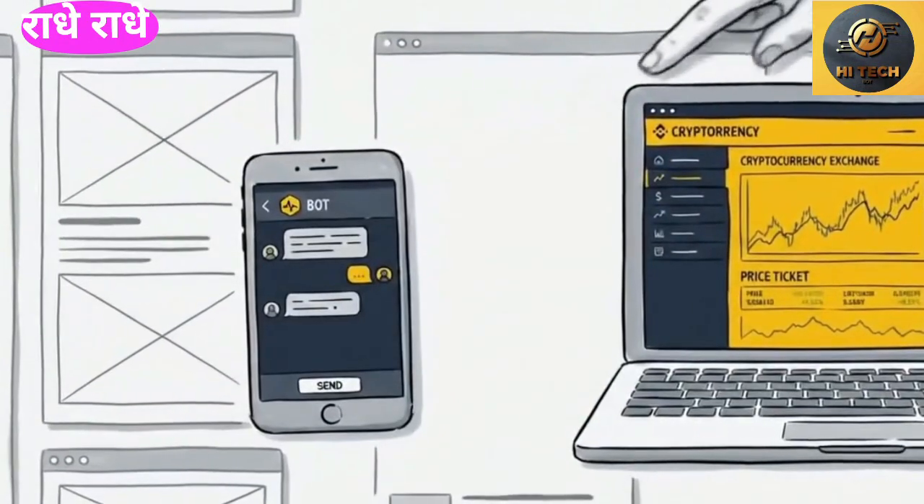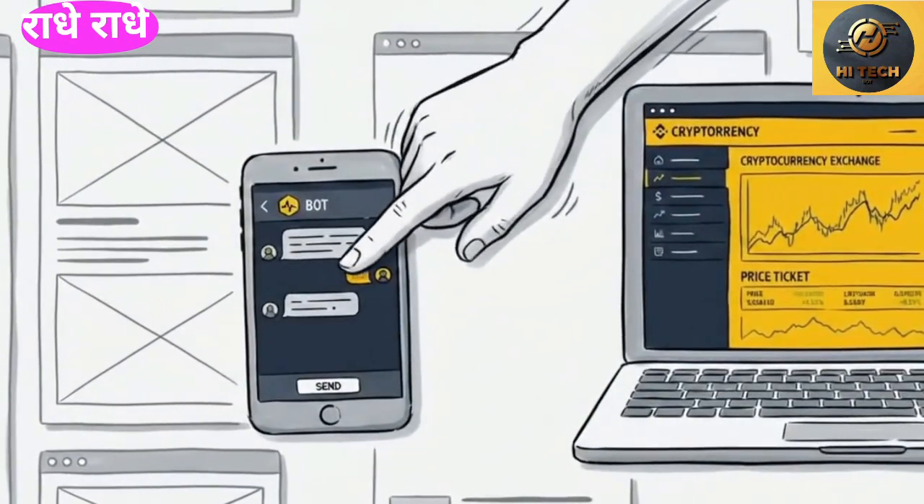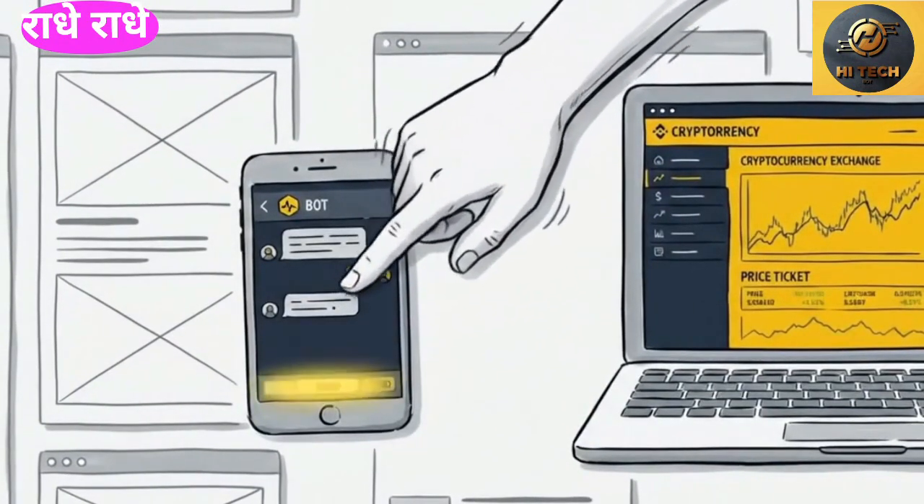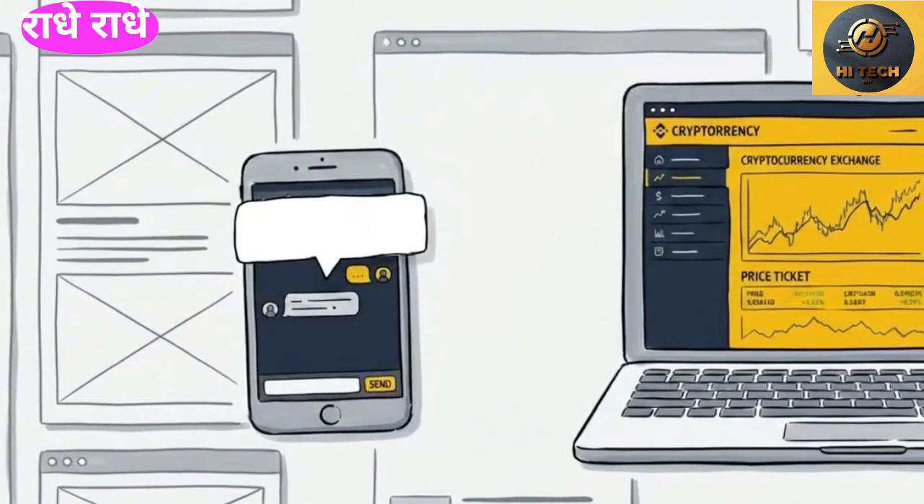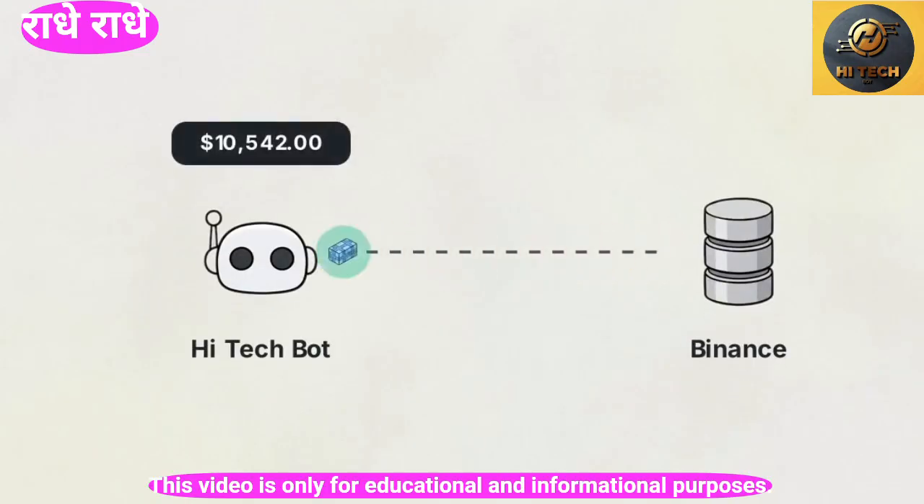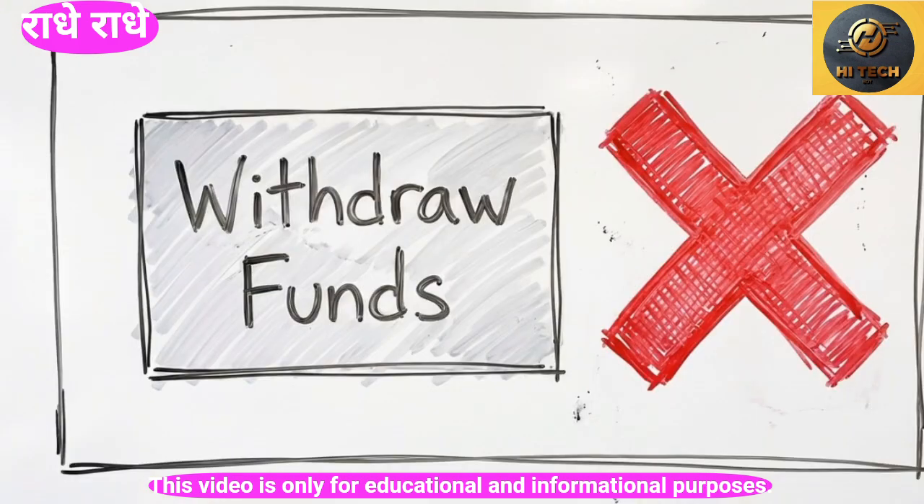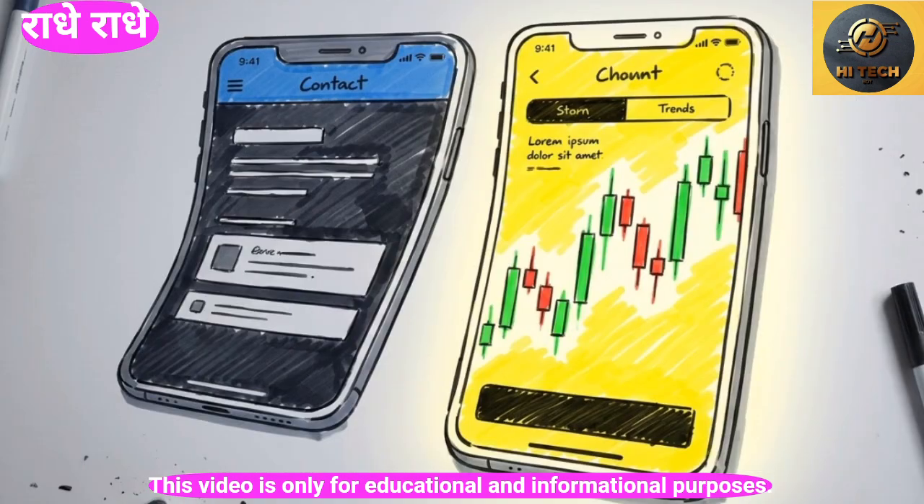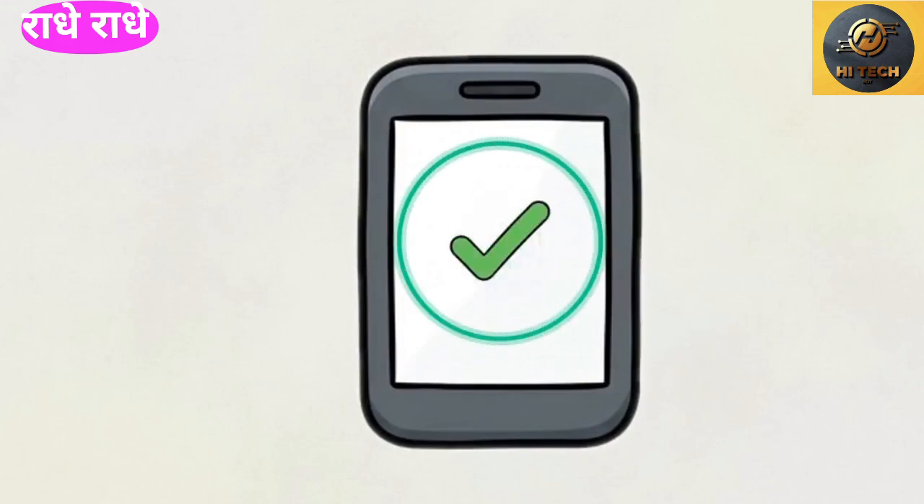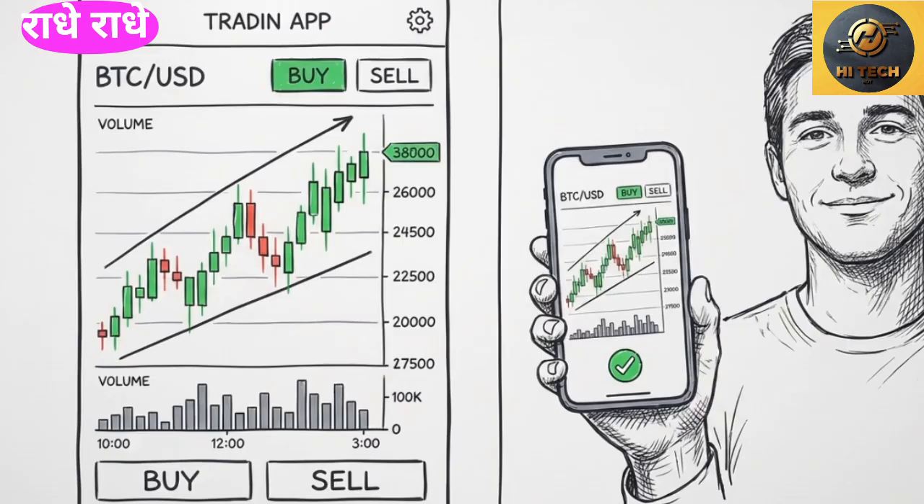To connect your high-tech bot to the Binance exchange, we need to build a secure digital bridge between the two platforms. This connection allows the bot to read your balance and execute trades on your behalf, but it physically cannot withdraw your funds. Before we start the binding process, make sure you are logged in to both the high-tech bot and Binance apps on your device, and that your security authenticators are active. By setting this up correctly, you get the speed of automated trading while keeping complete control over your capital.